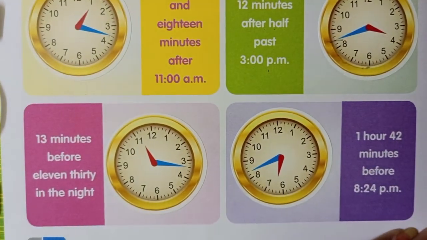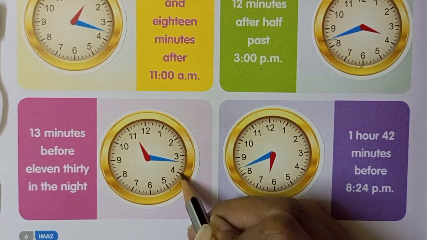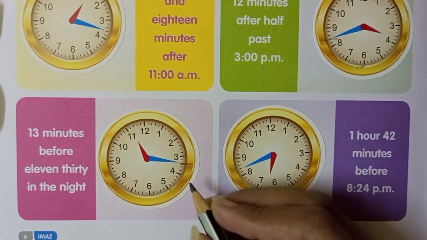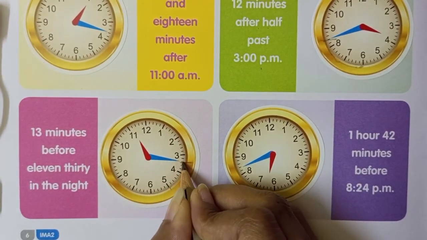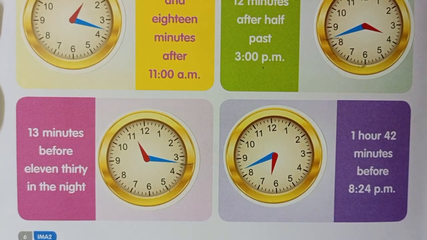Next one. 13 minutes before 11:30 in the night. Now the time is 11 hours 17 minutes. See, from here to here 5 minutes, here to here 5 minutes. So 10 minutes, then 1, 2, 3. So 13 minutes. So 13 minutes before 11:30 is 11 hours 17 minutes.